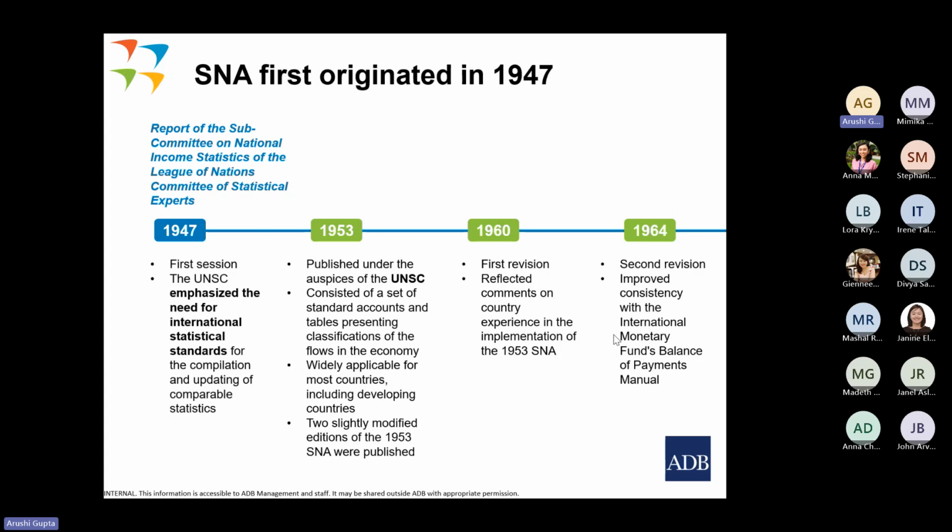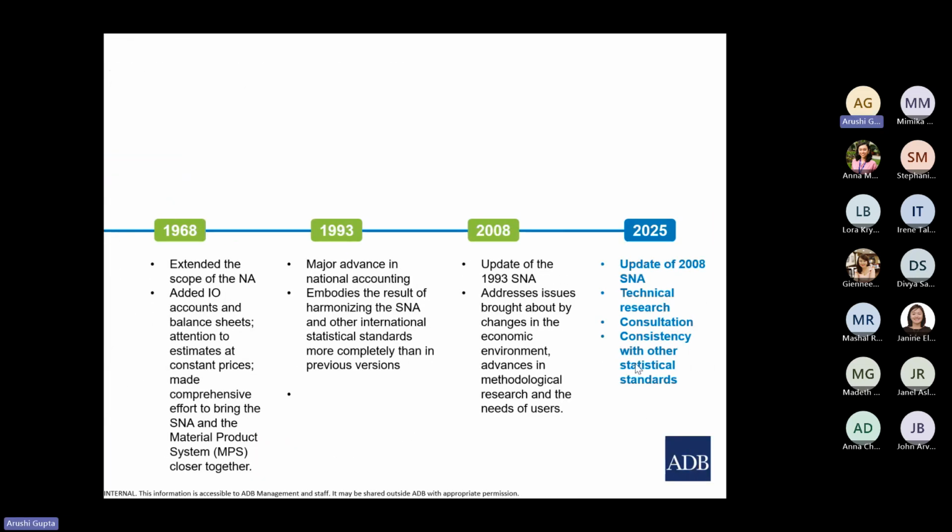Then the first revision in 1960 was proposed, which reflected comments on country experience in the implementation of the 1953 SNA, while the second revision in 1964 improved the consistency of the SNA with the International Monetary Fund's Balance of Payments Manual. Then in 1968, the SNA manual published extended the scope of the national accounts substantially by adding input-output accounts and balance sheets, and it paid more attention to constant prices and made a comprehensive effort to bring the SNA and the Material Product System, that is the MPS, closer together.